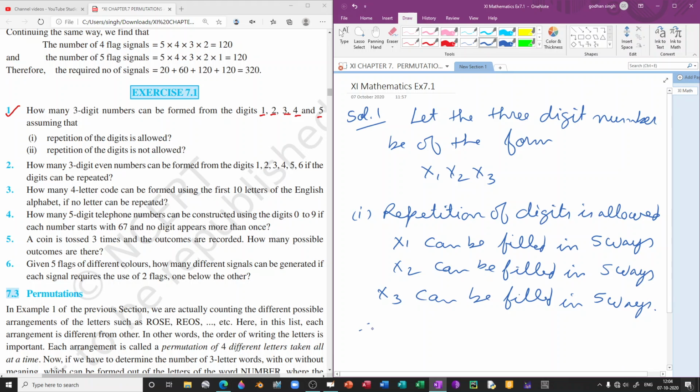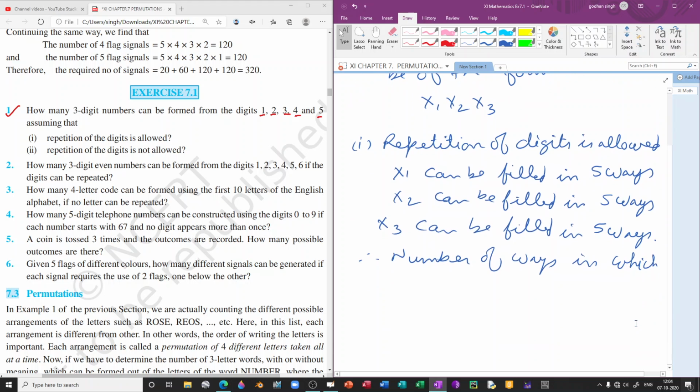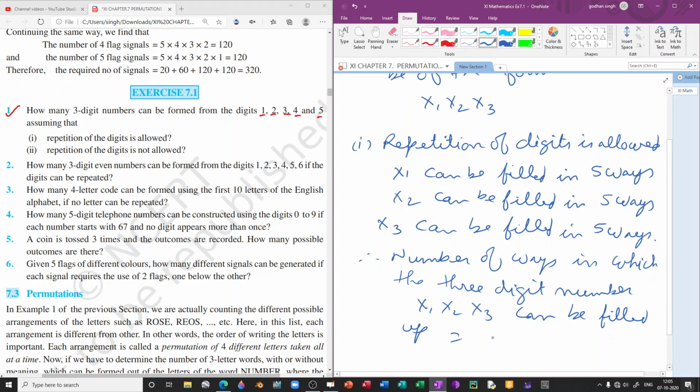Therefore, what we can say is that the number of ways in which x1, x2, x3 can be filled up, the number of ways in which the 3-digit numbers can be formed, is equal to 5 into 5 into 5, that is 125 ways.